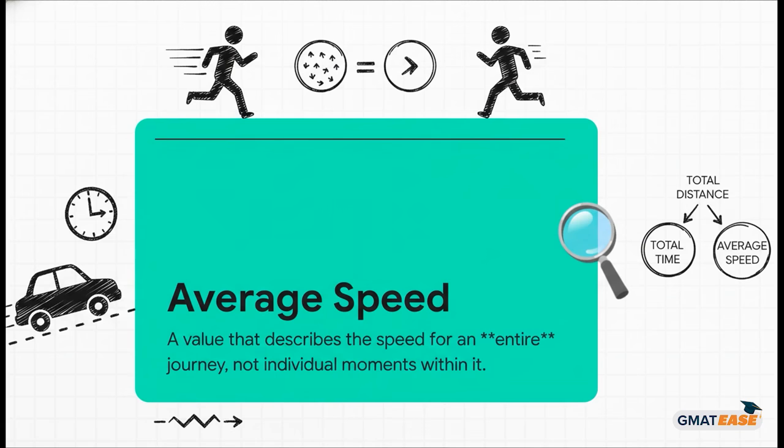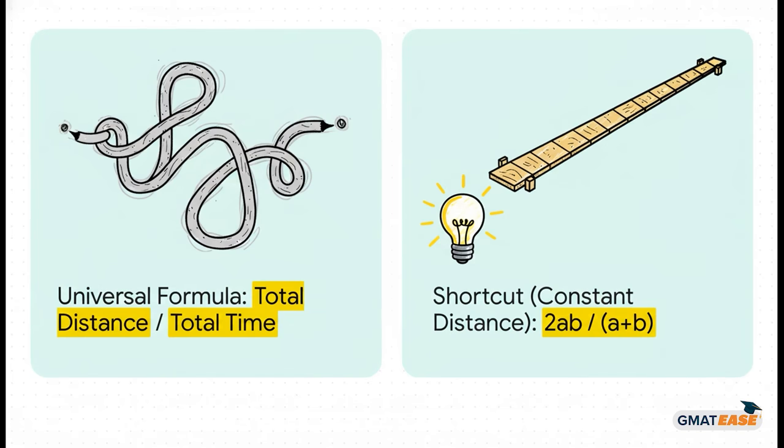Now, there is another really cool way to tackle some of these one-body problems, and that's by using average speed. But be careful. It's not what you think. You don't just add the speeds and divide by 2. The only universal formula that always works is total distance divided by total time. But while that universal formula is your safety net, there's this fantastic little shortcut you can use specifically when the distance is constant, just like in Jane's round trip. It's 2 times speed A times speed B, all of that divided by the sum of speed A and B.